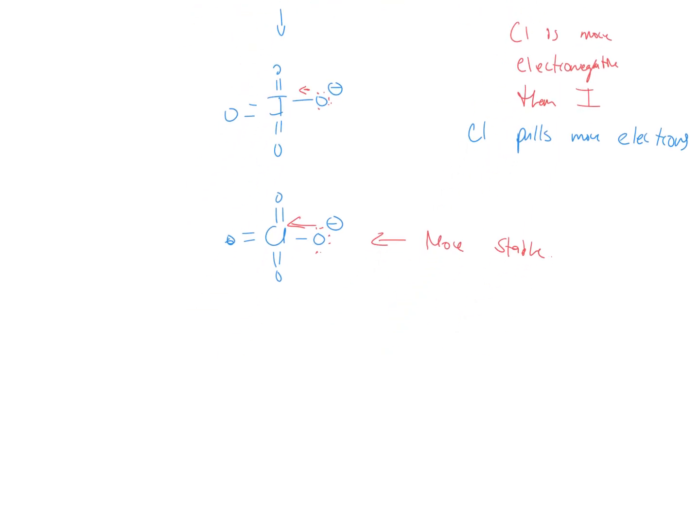So the general rule here is if you have an electronegative atom near an acidic proton, it's a stronger acid.